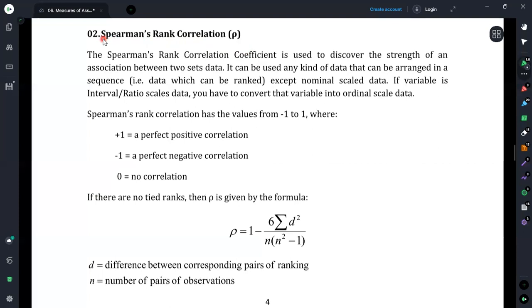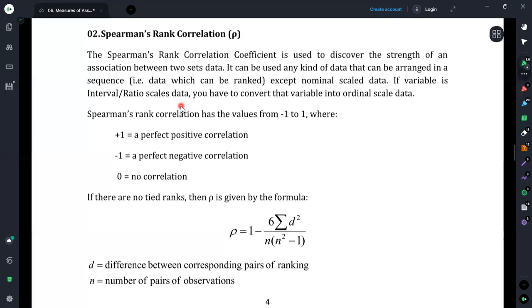Therefore, most of the time, for ordinal data, we use Spearman rank correlation to test the relationship between variables. But for nominal scale data, we are not going to apply Spearman rank correlation. If you need to apply it for interval or ratio scale data, here also we need to convert the data into ordinal scale data.